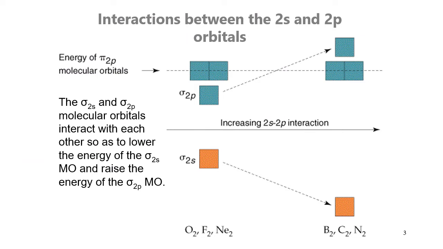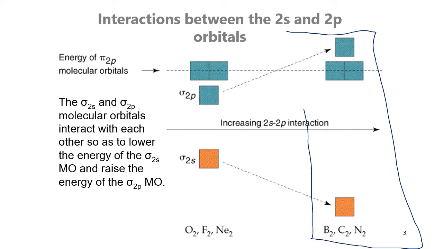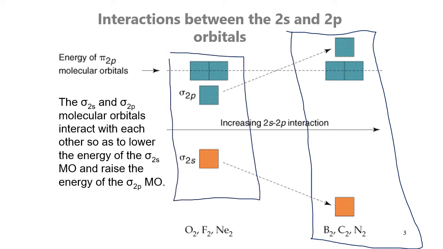Let's continue. This picture shows the difference in the level of energy for group 1 to 5A and 6 to 8A in the periodic table. The sigma 2s and 2p molecular orbitals interact with each other so as to lower the energy of the sigma 2s MO and raise the energy of the sigma 2p MO. So you can see the difference between these two groups. These are from group 1 to 5A, and these are from group 6 to 8A.